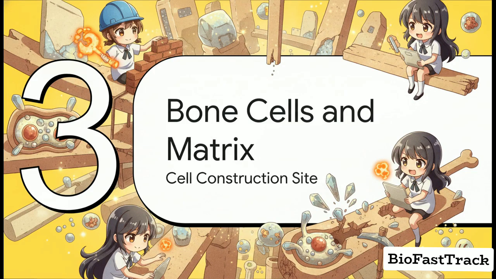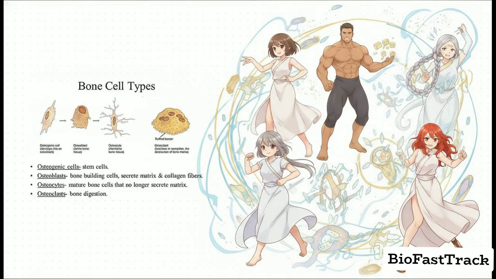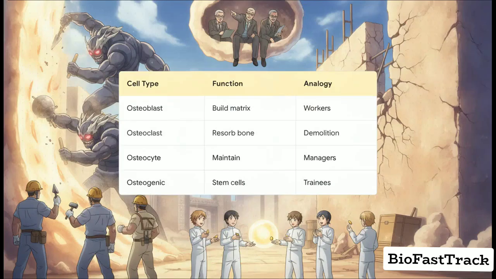Moving on to Section 3, bone cells and matrix. Time to check out the cellular construction site and meet the microscopic crew responsible for building, maintaining, and remodeling our skeleton. So the really crucial point here is being able to identify 4 distinct cell types and really understanding their specific jobs, because they all work together in this highly coordinated biological dance. To easily remember this for your exams, try anchoring these scientific terms to everyday construction roles.